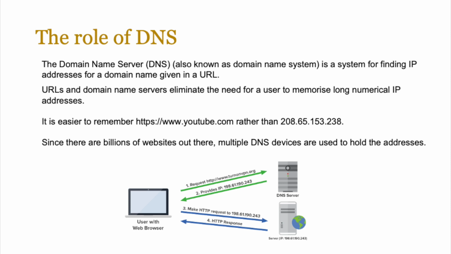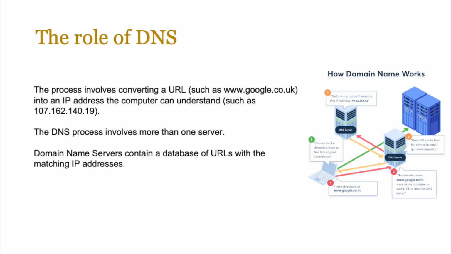The diagram on screen gives an indication of the entire process. The user is there with the browser, requests a website's IP address, the DNS will then send it to it. Now, the process involves converting a URL into an IP address that the computer can understand. And the DNS process normally involves more than one server. Each DNS contains a database of URLs with the matching IP address. So it's basically a list.